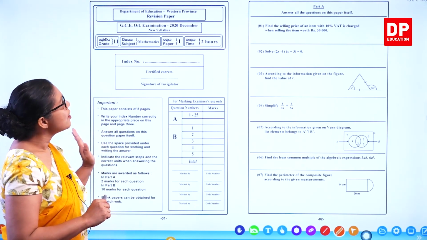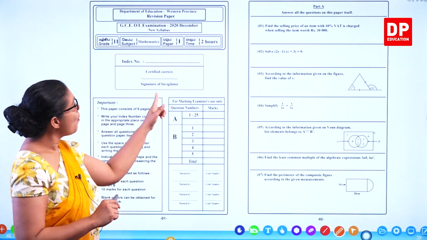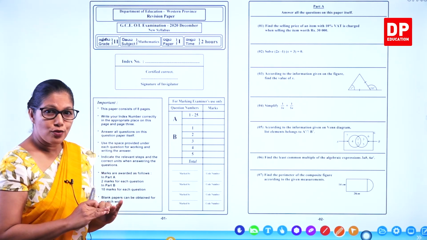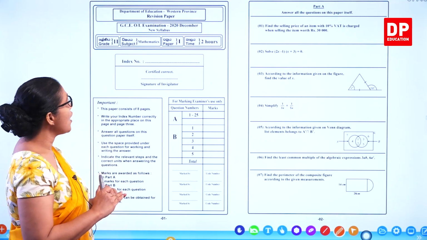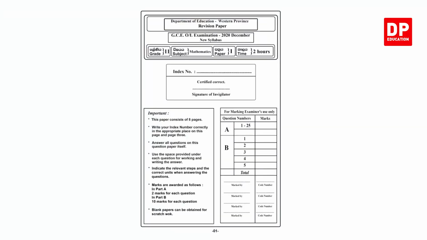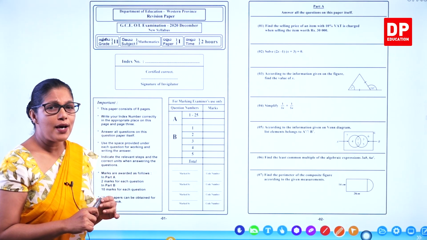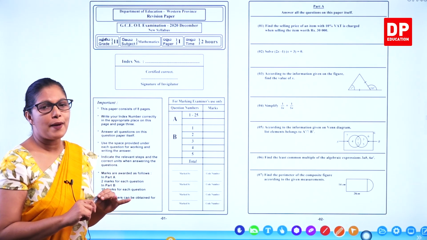You get two parts here in paper 1, part A and part B. This is similar to your O-level paper structure. This is a 2 hour paper. You already know, part A you can spend 1 hour and part B you can spend 1 hour.